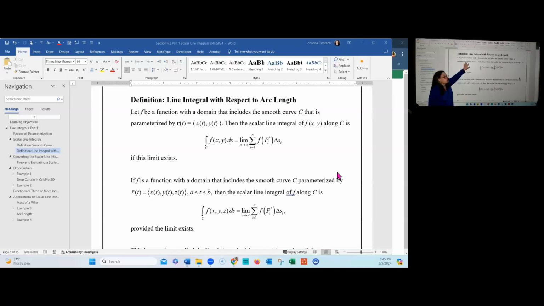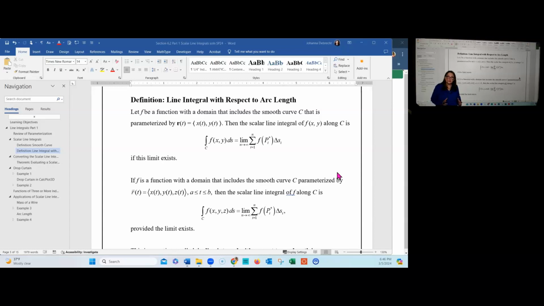We're going to allow our parameterization of that curve to be x as a function of t and y as a function of t. This can also be represented as h of t and g of t. Then we define the scalar line integral of the function f as a function of x and y along the curve to be the limit of the Riemann sum from i = 1 to n of the function value at some point within each subsection of the curve multiplied by the arc length along that section of the curve.